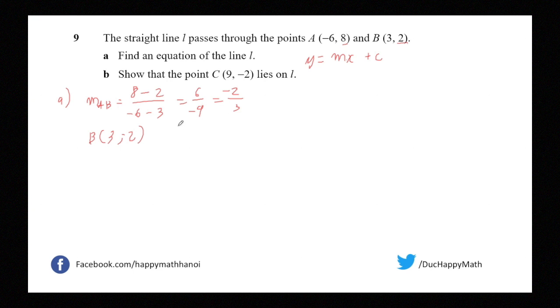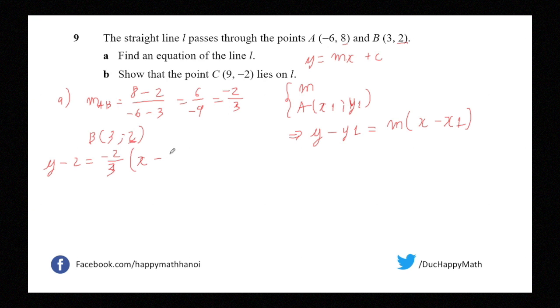If you see my first video or previous videos, you will learn about this formula. When you know the gradient of the line is m and the point A, for example x1 and y1, the general form of the equation is y minus y1 equals the gradient times x minus x1. So apply this formula to this question. You will get y minus 2, because the y coordinate is 2, equals the gradient minus 2 over 3 times x minus 3.